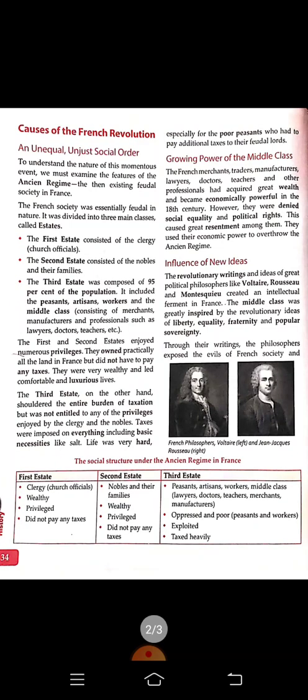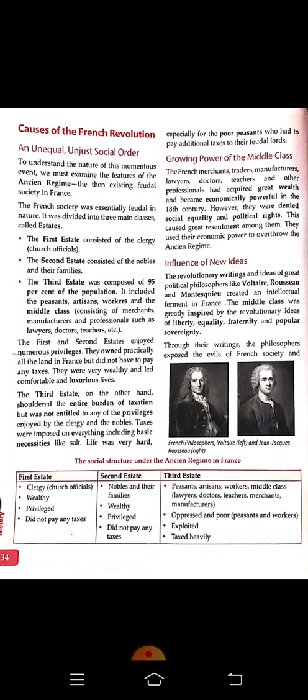What were the causes of the French Revolution? An unequal, unjust social order. To understand the nature of this momentous event, we must examine the features of the ancient regime, the then existing feudal society of France. The French society of that time can be divided into 3 main classes, which they called estates. The first estate was the clergy, the church officials.